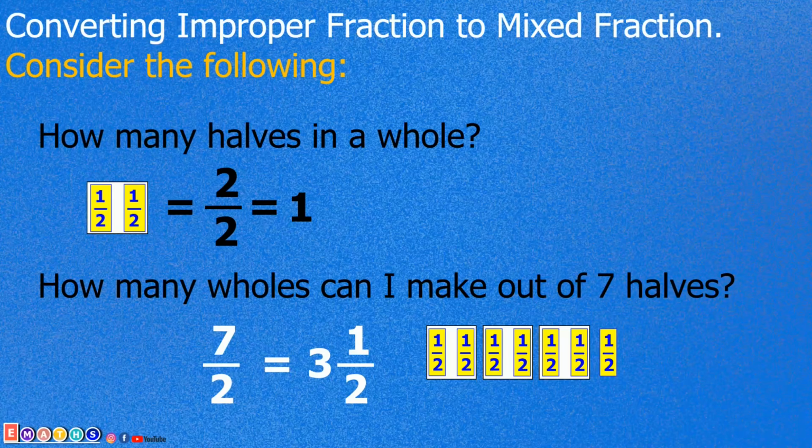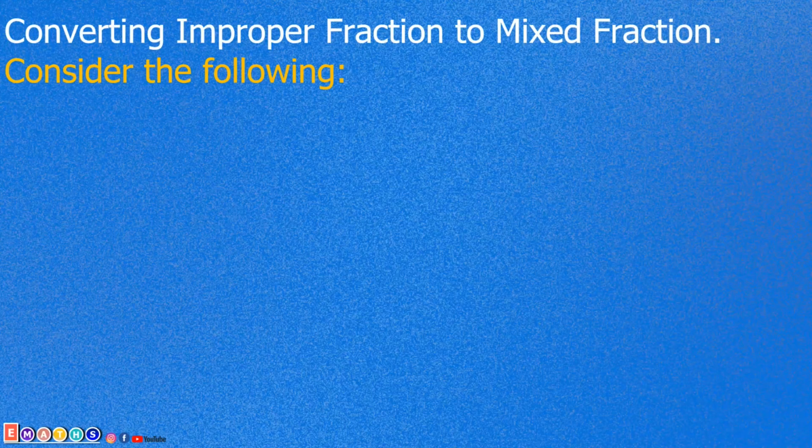Therefore, we say 7 halves can make 3 and 1/2. 7 halves can make 3 wholes and 1 half. Cool, huh? Let's consider the following example to convert improper fraction to mixed fraction.